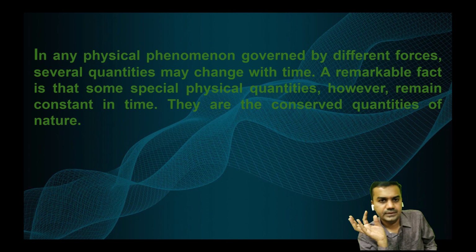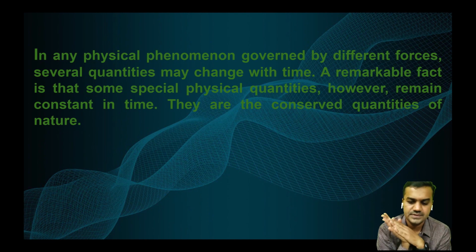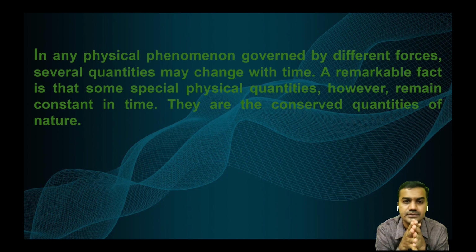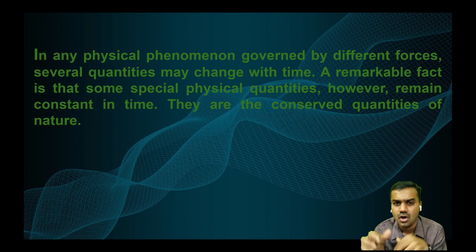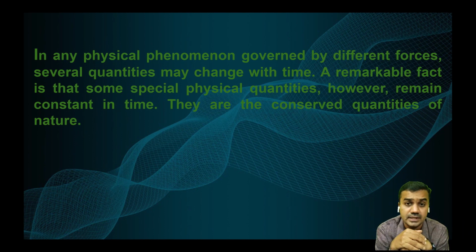Now we have the quantities. Physics deals with quantities, and those quantities are called physical quantities. We have two types of quantities: one is physical quantity, and the second is non-physical quantity. What is a physical quantity? The quantities which can be measured.